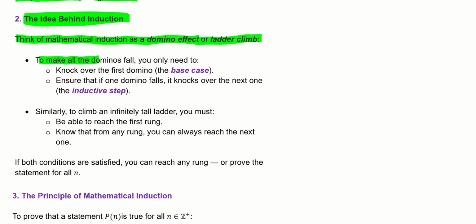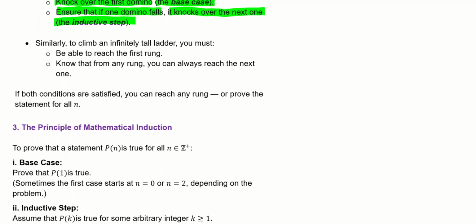To make all the dominoes fall, you only need to knock over the first domino, that's called the base case. Ensure that if one domino falls, it knocks over the next one, the inductive step. You've got the idea, and you could always look at a YouTube video of things that people have set up with the domino effect. You knock the first one over, and then that one knocks over the second, knocks over the third, and so on.